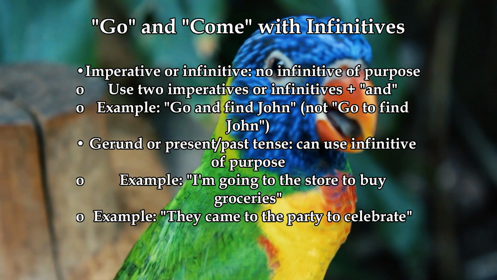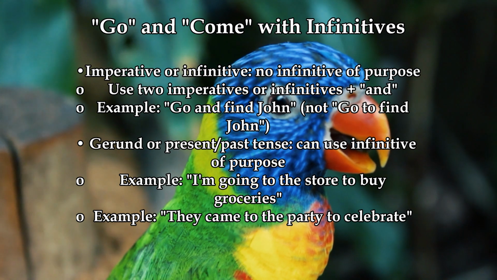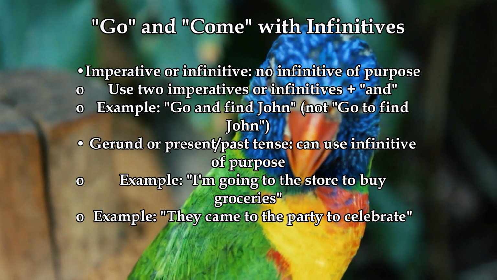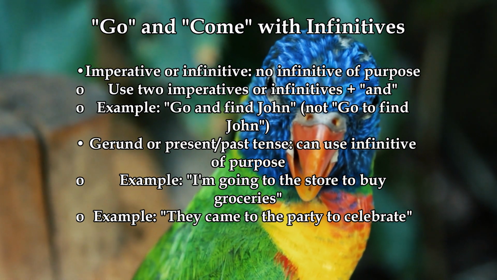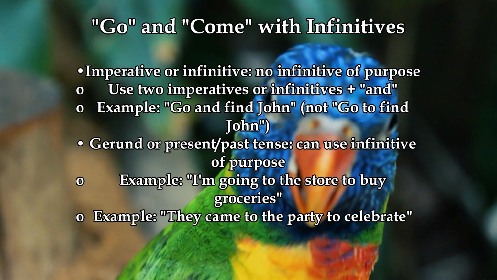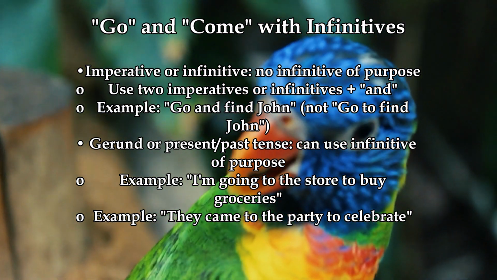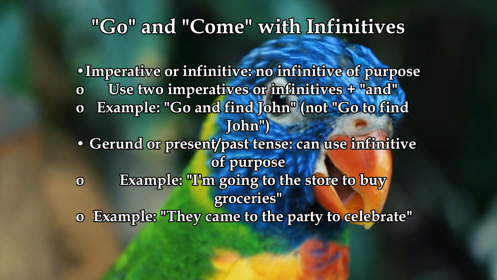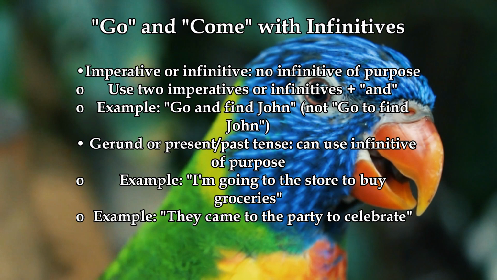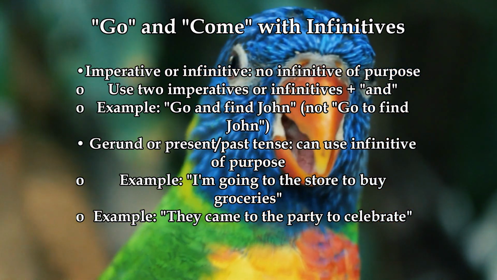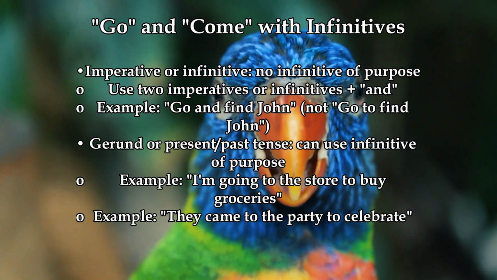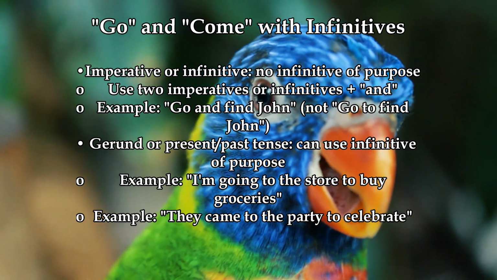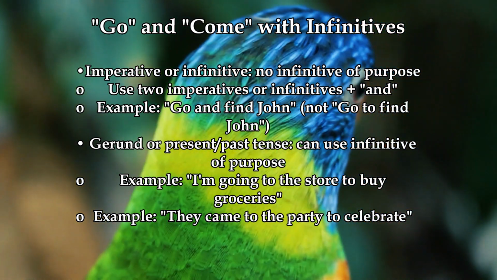However, when "go" and "come" are used as gerunds or in any present or past tense, they can be followed by the ordinary infinitive of purpose. It's like they're finally ready to let the infinitive join their purpose party. For instance, I'm planning on going to the store to buy some groceries. They came to the party to celebrate their friend's birthday. So, remember, when "go" and "come" are in the imperative or infinitive form, they're the lone wolves. But when they're in any other form, they're happy to team up with the infinitive of purpose.